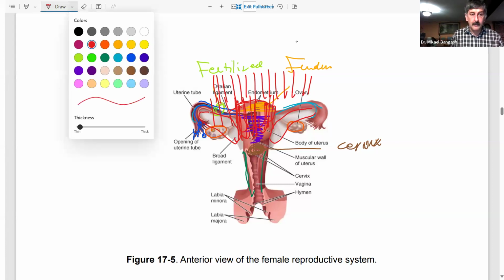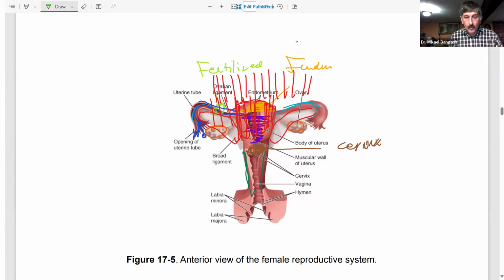And in the broad ligament, pretty much between the ovaries and the uterus, is going to be this fibrous reinforcement that mainly is going to keep the uterus and ovaries in place so that they won't float around in the lower abdomen.